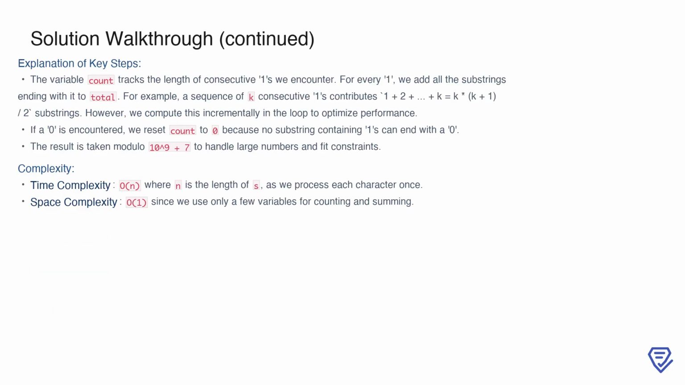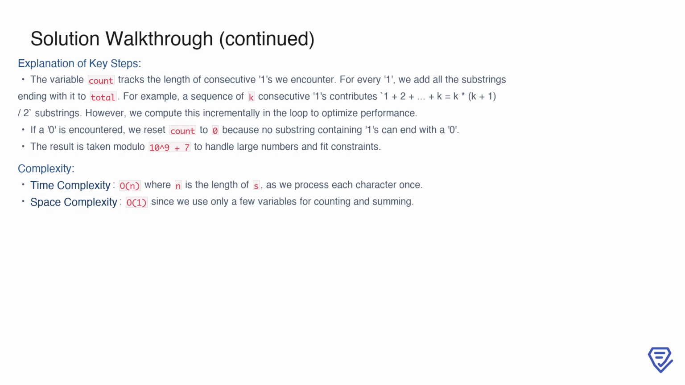The key to this solution lies in the incremental approach used to count substrings of ones. The count variable tracks the length of a sequence of consecutive ones. For every one encountered, we add all the substrings ending with that one to total. For example, a sequence of k consecutive ones contributes 1 + 2 + ... + k = k * (k + 1) / 2 substrings. By updating count and total incrementally, we avoid the need for nested loops, making the solution efficient.